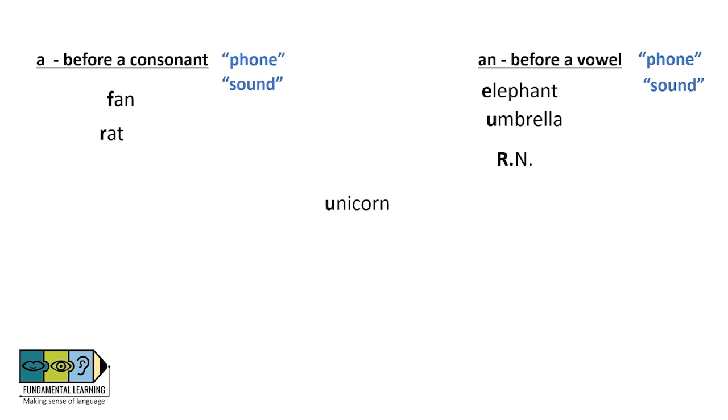Now, if we look at this word, it begins with the letter U, which we think of as being a vowel letter. But if I say unicorn, what do you feel in your mouth first? Say it. Unicorn. It's a y, which is a consonant. We typically think of that if we have a y at the beginning, spelled with the letter Y. So since it's a consonant phone or consonant sound, we would say a unicorn rather than an unicorn.